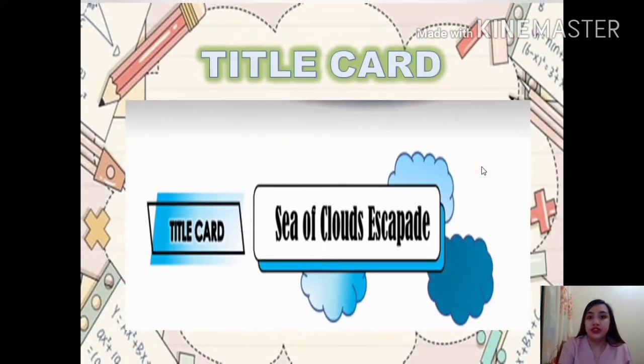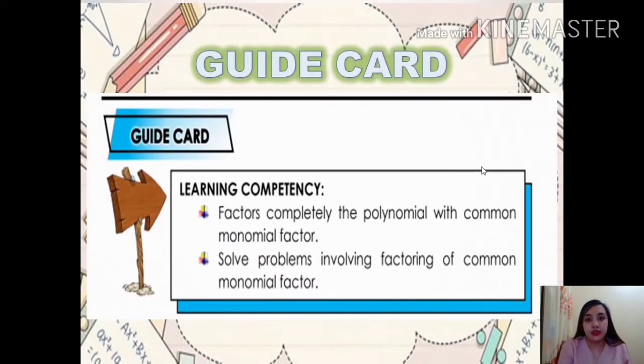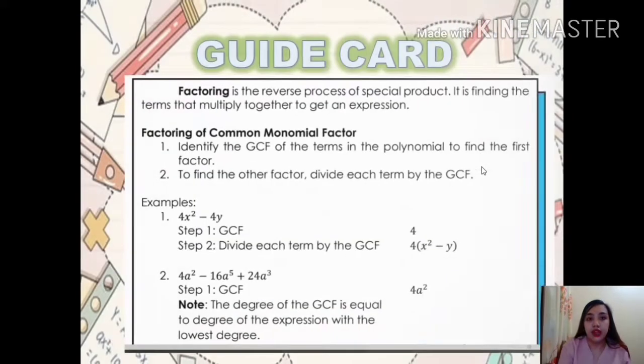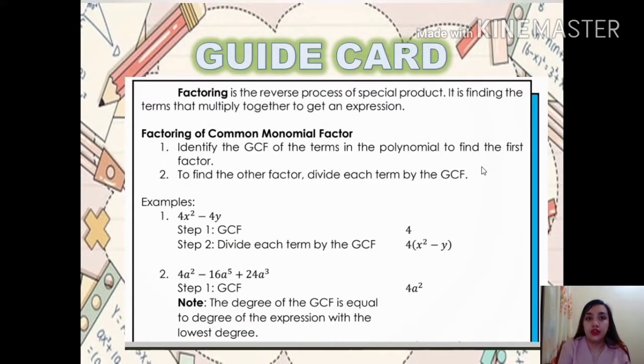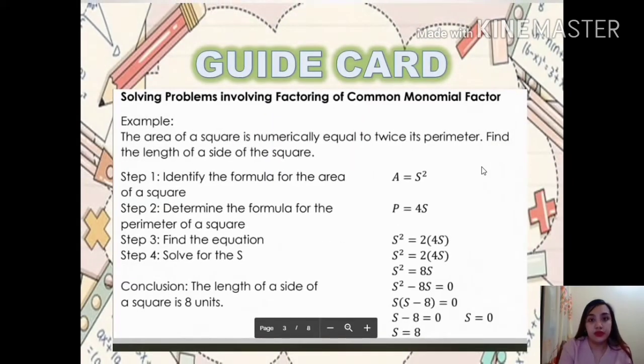The first one is the title card. Here, this is not the title of your lesson. This will be the title of your activity, which is Sea of Clouds Escapade. Next one is the guide card. As you can see in the guide card, there will be learning competencies. Next, it consists also of the content of your lesson, examples.